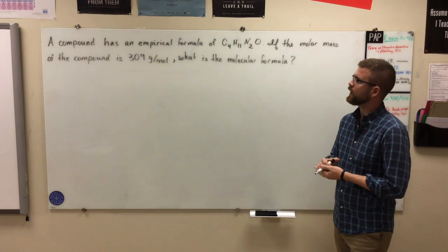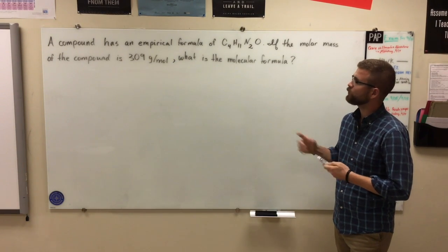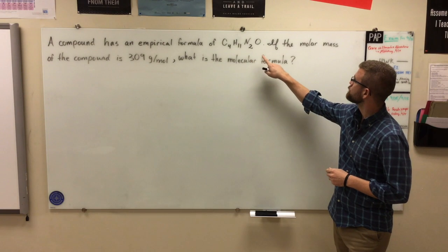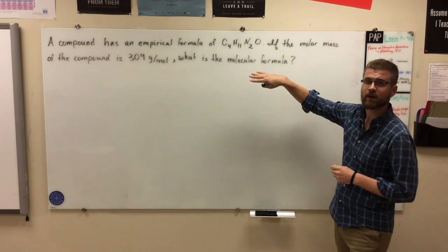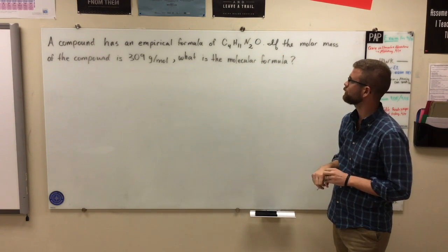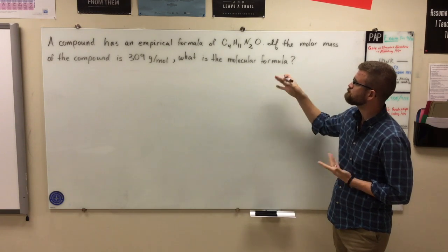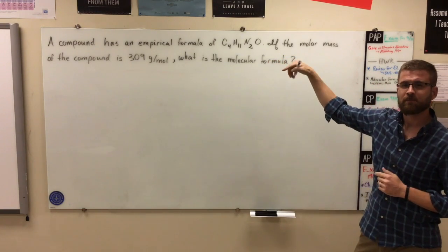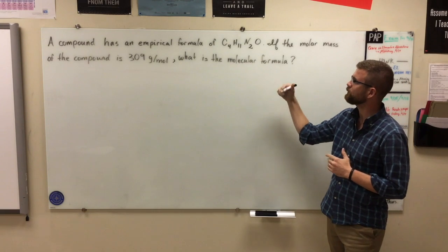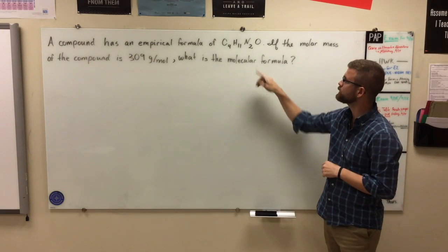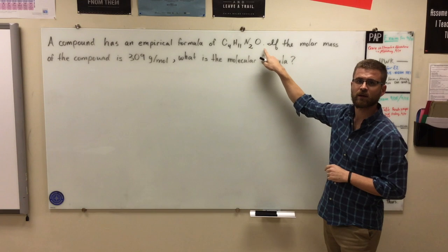Alright, so in this problem what we have is a compound with an empirical formula of this. It says if the molar mass is 309 grams per mole, what is the molecular formula? Before I go any further, empirical formula just means that the formula has been reduced in terms of its subscripts to the lowest number that it could.